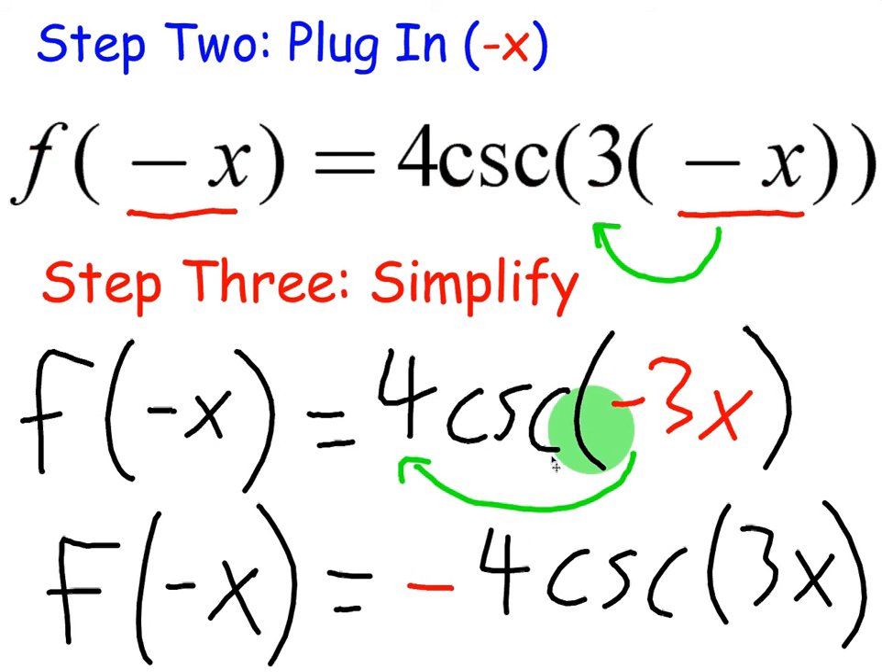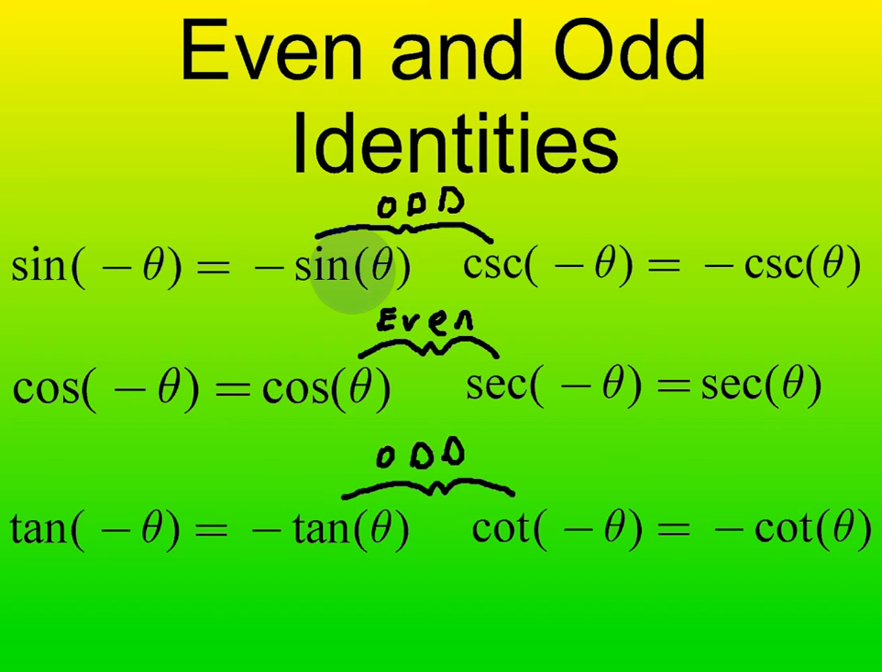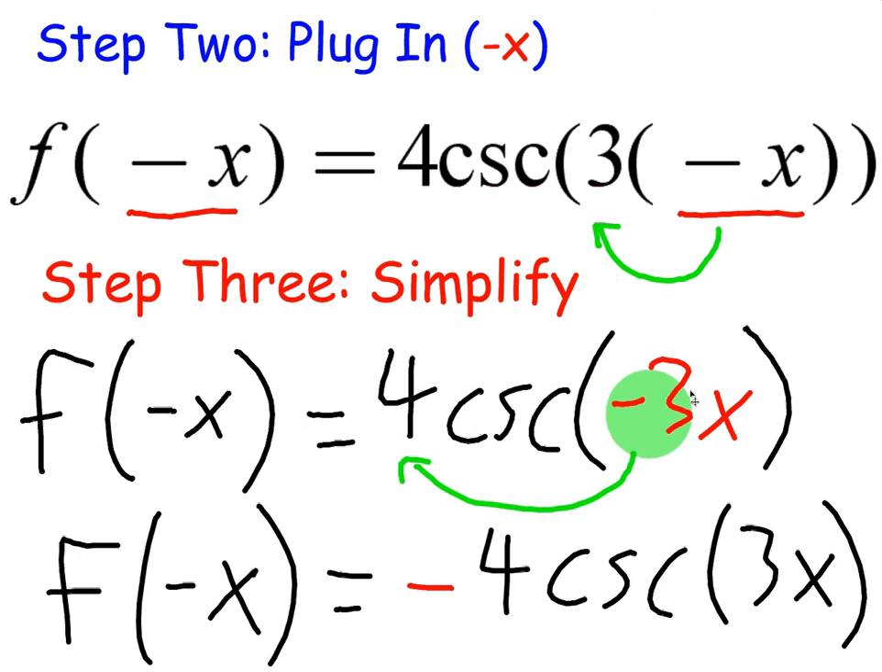Now, why can we pull the negative out from the cosecant? Because cosecant of negative 3x is the same as negative cosecant of 3x. And that's because cosecant is an odd function. So cosecant of negative theta is equal to negative cosecant of theta. In the same way, cosecant of negative 3x is equal to negative cosecant of 3x.